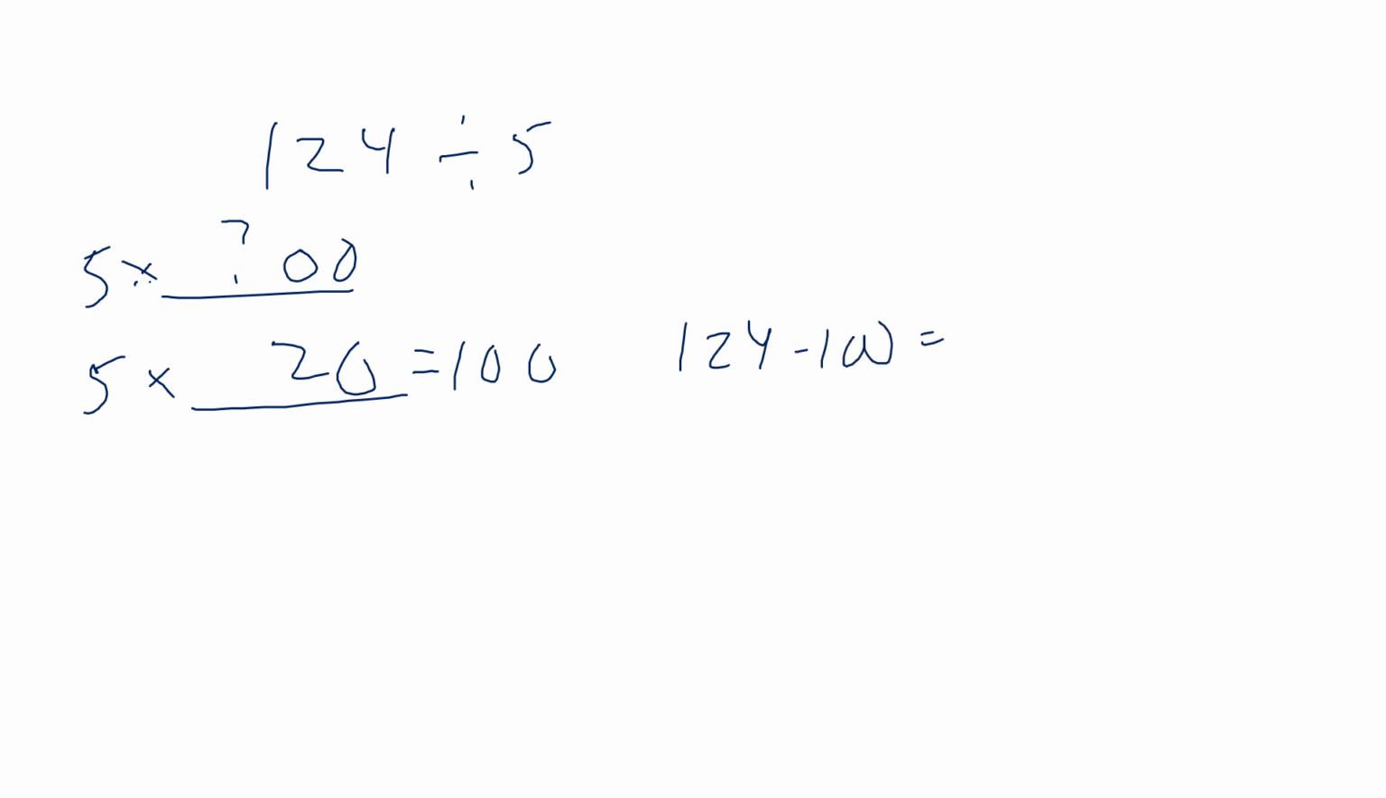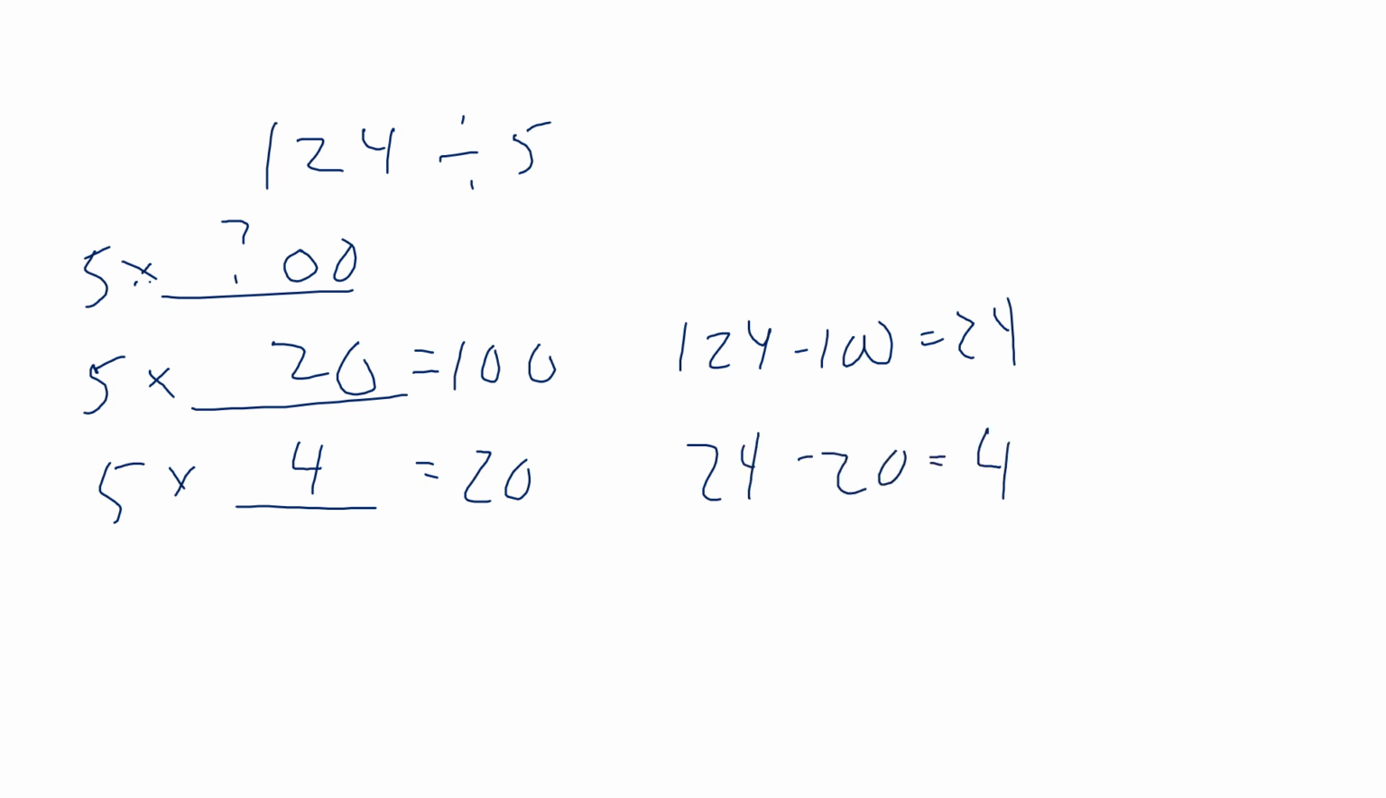So I'm left with 24. And now we play that game with the 24, and that is a 4, because we get as close as possible without going over. And there's my remainder. So the answer would be 24, remainder 4. And of course, you can go do that out the regular way if you want to. But I hope that helped.